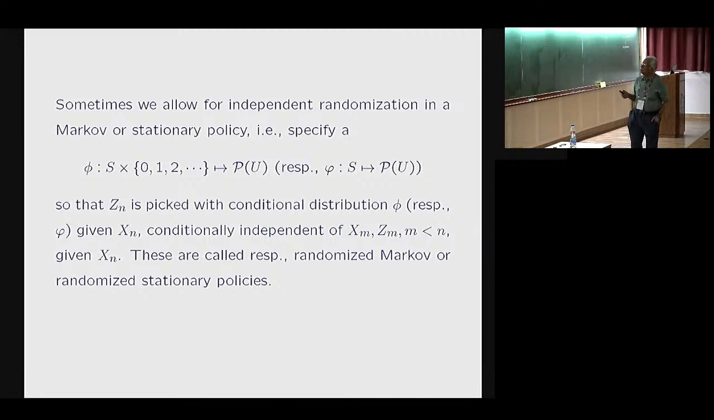This independent randomization is also sometimes needed, definitely in the theory, but even in practice, in some more complicated problems, it's required. The way you accommodate it is to change your control space from U to P(U), the space of probability vectors indexed by U, that is, probability measures on U. Then a Markov policy will be a function from the state and the current time to P(U). So the idea is that at time n you choose the control Zn according to the conditional distribution phi given Xn, and it's conditionally independent of Xm, Zm for m strictly less than n. So instead of choosing Zn as a function of Xn, or of Xn and n, you choose a probability distribution on U. These are called randomized Markov or randomized stationary policies.